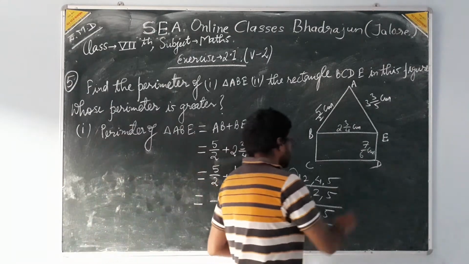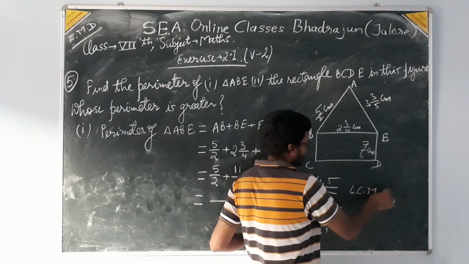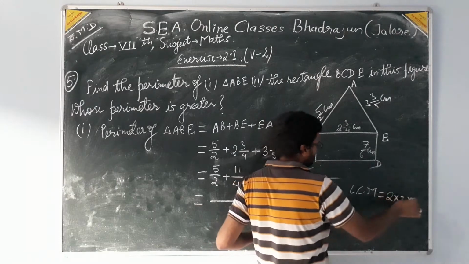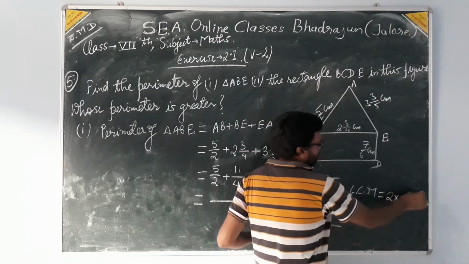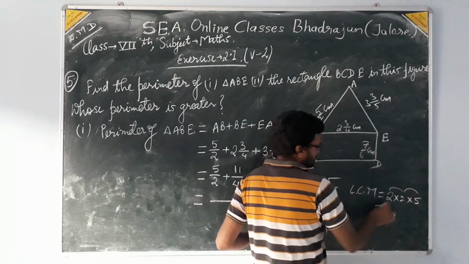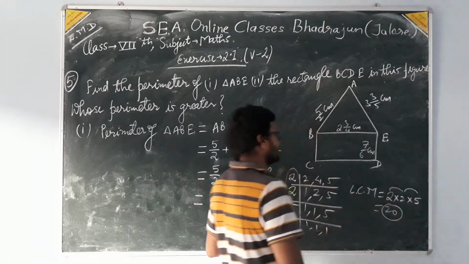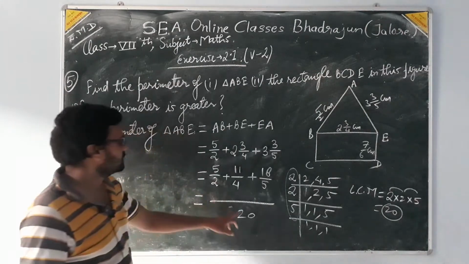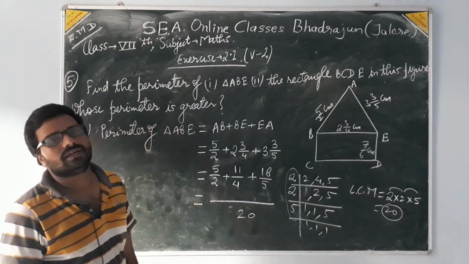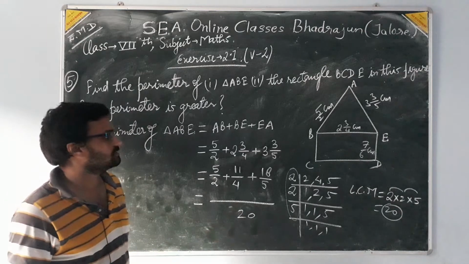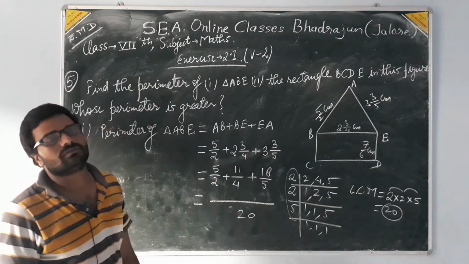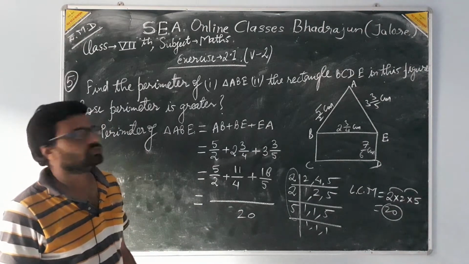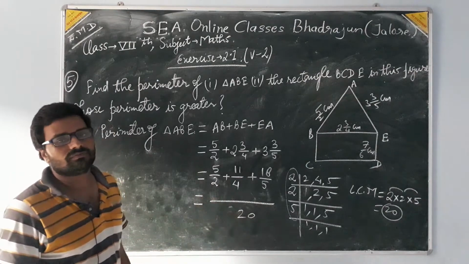Okay, so LCM is what? LCM is 2 into 2 into 5. 2 fives are 10, 10 twos are 20. This is equal to 20. Our LCM is 20, so we will write 20 over here. Now we will divide 20 by 2. When 20 is divided by 2, then what we will get is 2 tens are 20, we will get 10.